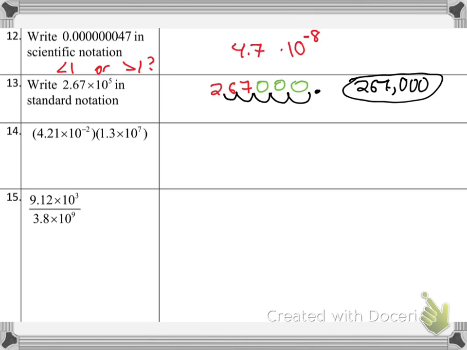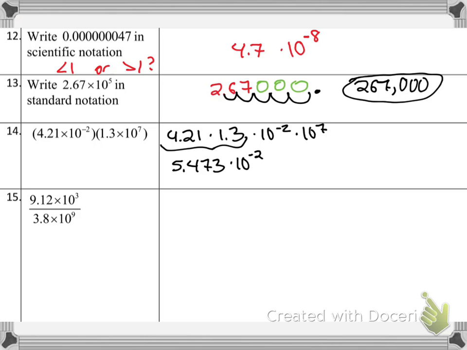Let's do number 14. So the first thing we're going to do is rearrange this problem so that the mantissas are next to each other and the powers of 10 are also next to each other. So we have 4.21 times 1.3. So if we type that into our calculator, we get 5.473. Then the product rule asks us to add these exponents, so our final answer is 5.473 times 10 to the 5th power. This is in proper scientific notation, so we don't have to do anything else.